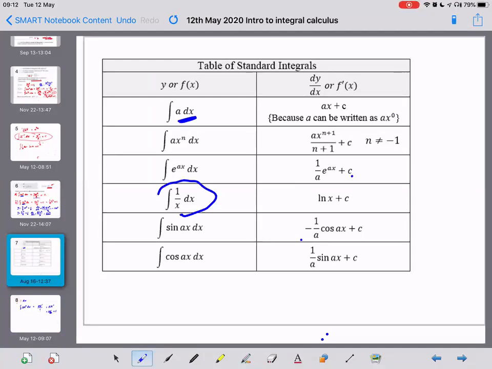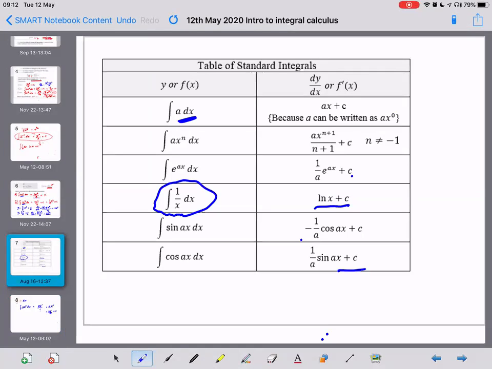This special case, 1 over x, is ln x. Sine ax goes to minus 1 over a cos ax plus c. And the integral of cos ax goes to 1 over a sine ax plus c. So it's similar to the other table. What you need to do is make sure you know whether you're integrating or differentiating, and that you're looking at the right side of your calculus sheet, the integral side or the differential side.